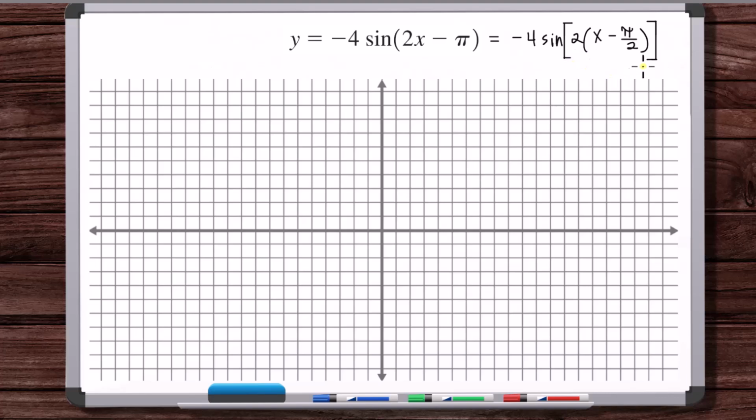All right, so now we can see that this has been shifted to the right pi over 2, and then it's been scaled down by a factor of 2 about the x-axis. And also it's been scaled up about the y-axis by a factor of 4 and flipped about the x-axis. Okay, so we're going to go from 4 to minus 4. The period has gone from 2 pi, then it's been divided by 2, so the period is pi.